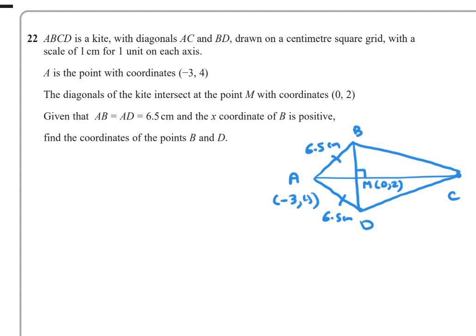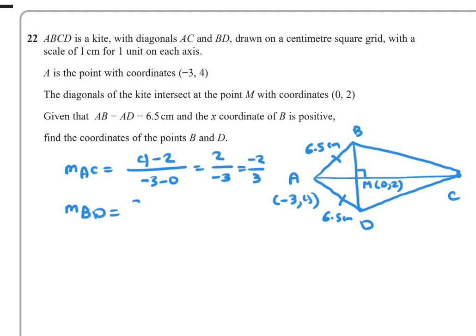First, we can find the equation of the line BD, because BD is perpendicular to AC. The gradient of AC equals y minus y, so 4 minus 2, over x minus x, -3 minus 0, so equals 2 over -3, or you can write -2 over 3. This is the gradient of AC. Now you can deduce the gradient of BD equals the negative reciprocal, so 3 over 2.